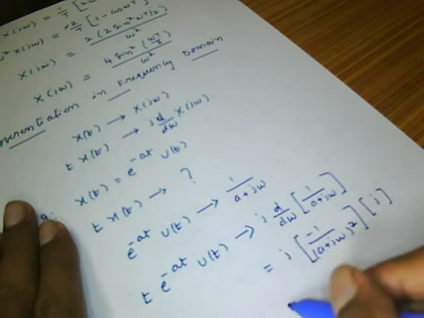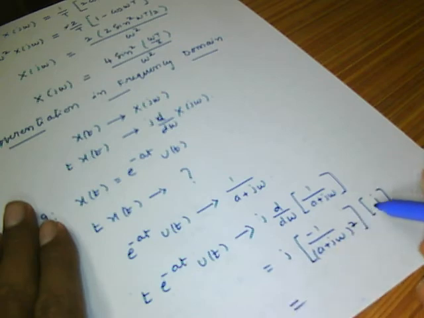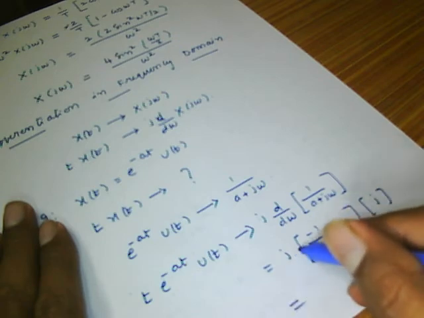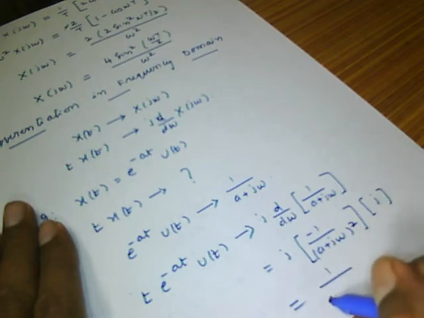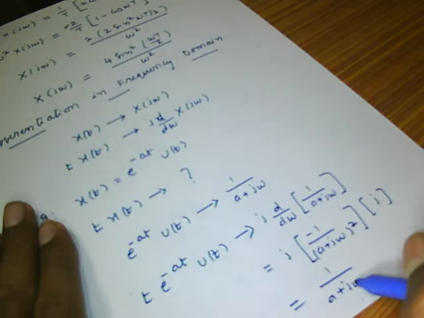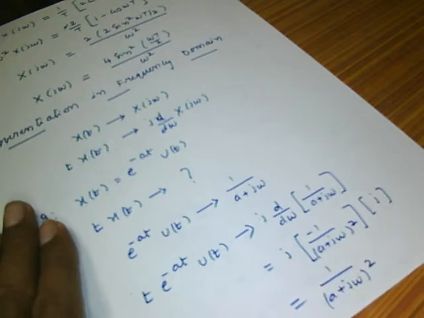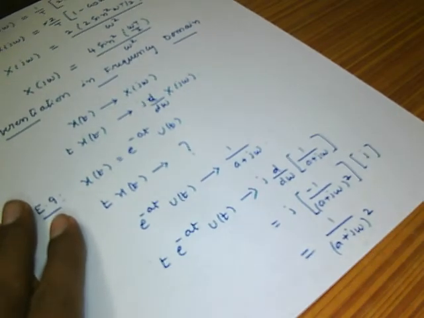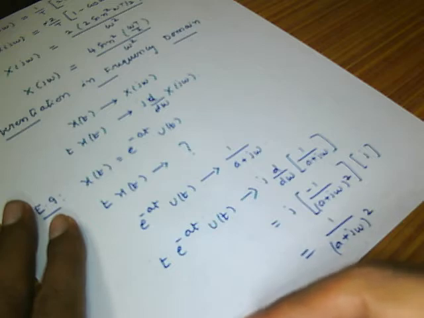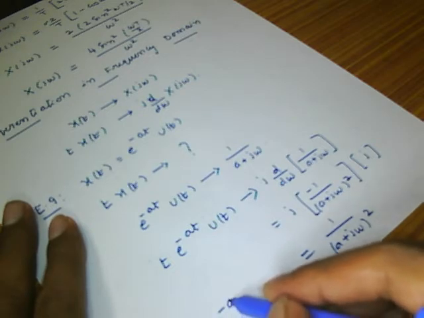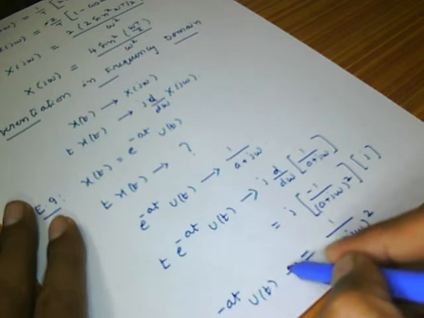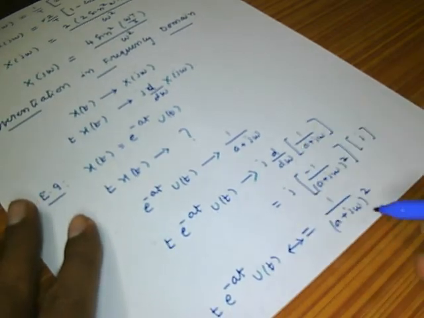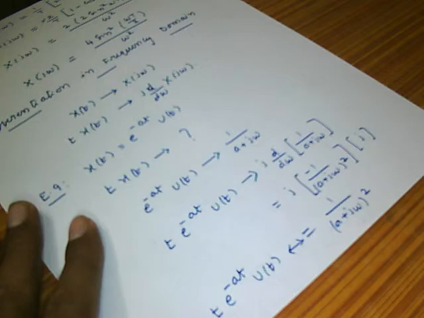So that will be equal to, j into j is minus 1, into minus 1 is plus 1. I will get 1 by (a plus j omega) whole square. Okay, so finally what did we get? We got t e power minus at u of t will have 1 by (a plus j omega) whole square as the Fourier transform.